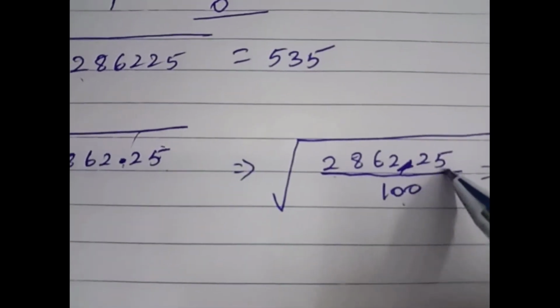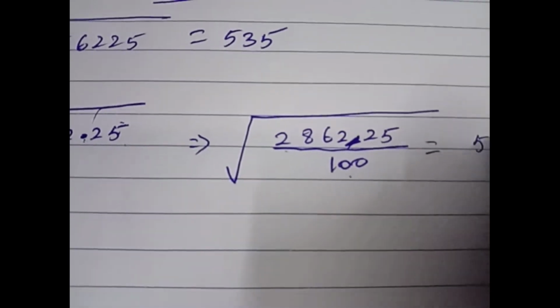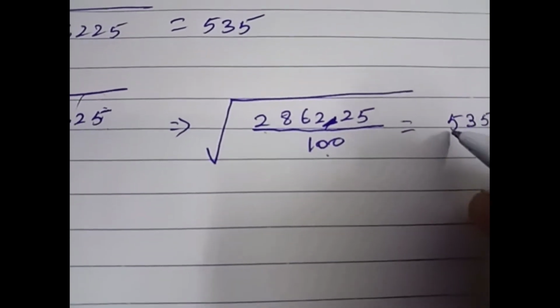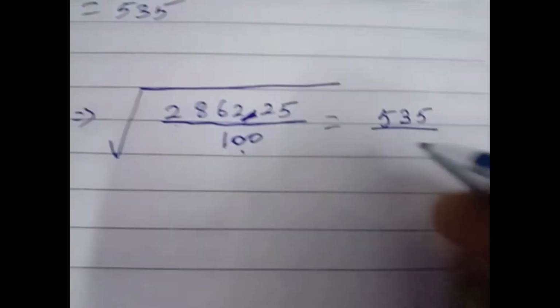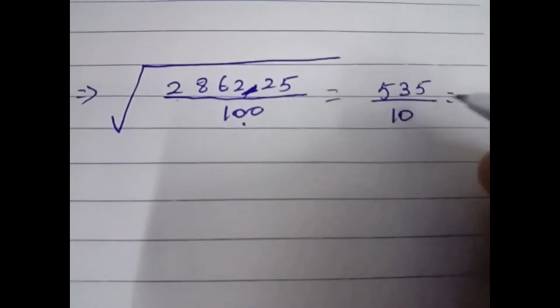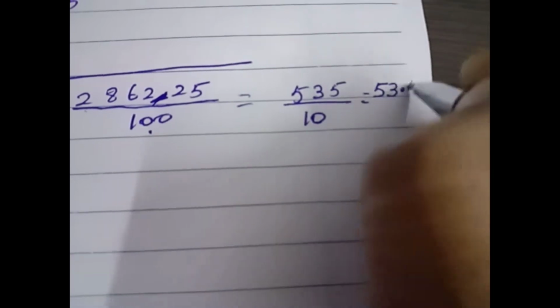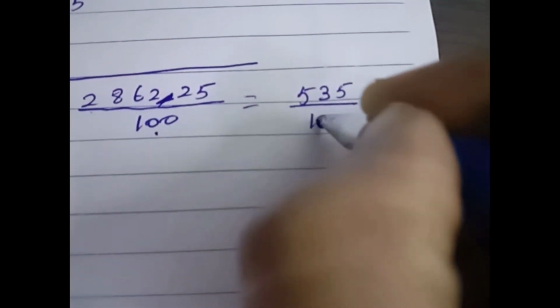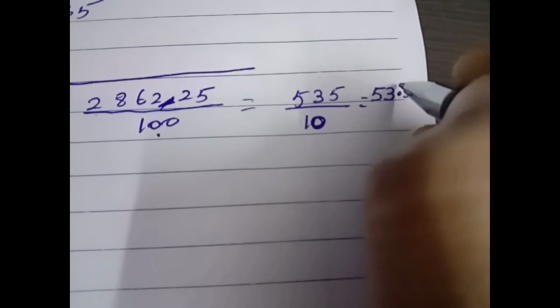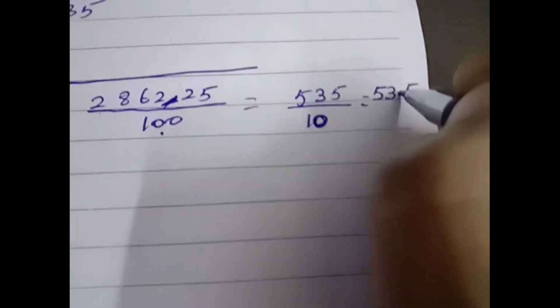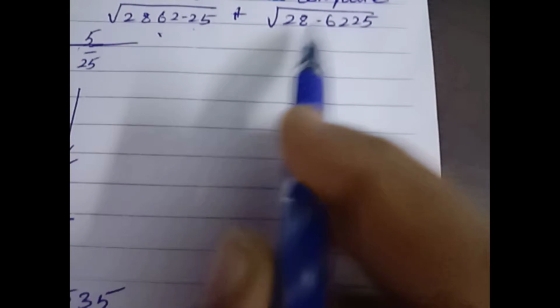Now the square root of 286225 is equal to 535. The square root of 100 is 10. As it is divided by 10, you have to write this number with a decimal point: 53.5. Because here there is only 1 zero, you have to move one place to keep the point. Then you have to find the square root of the next number.